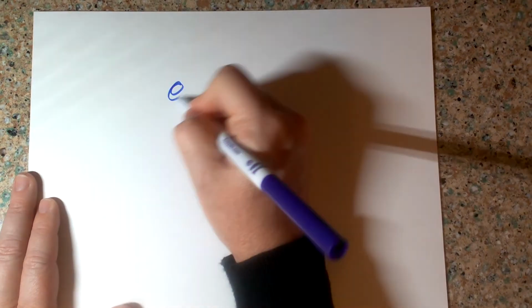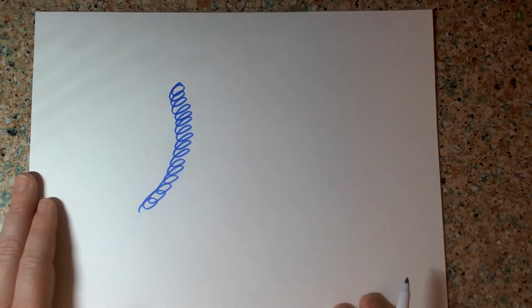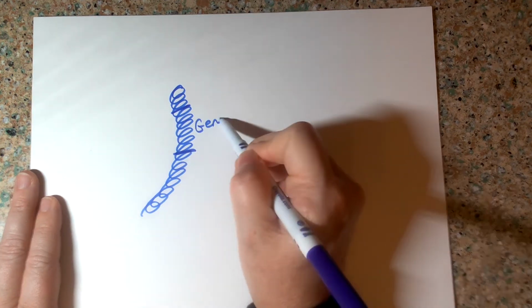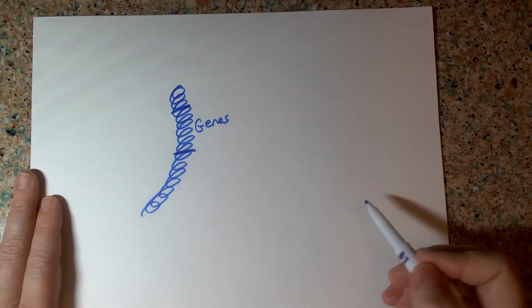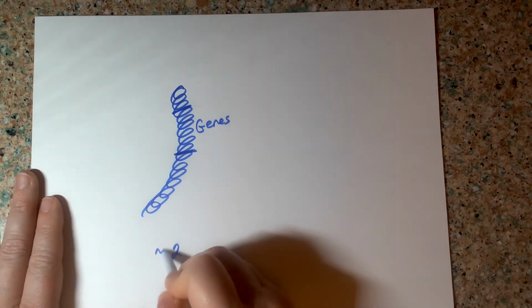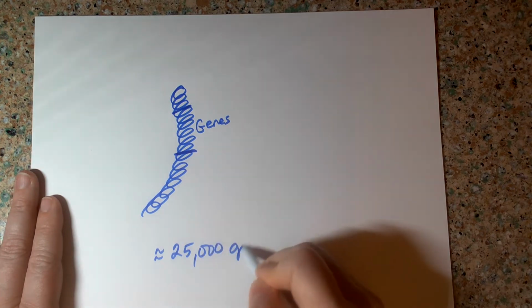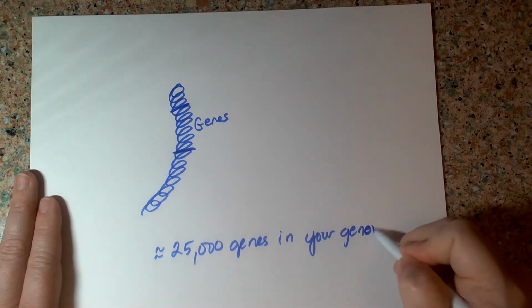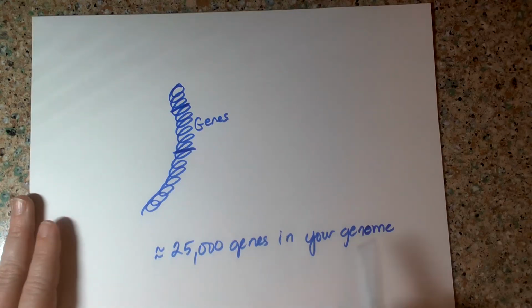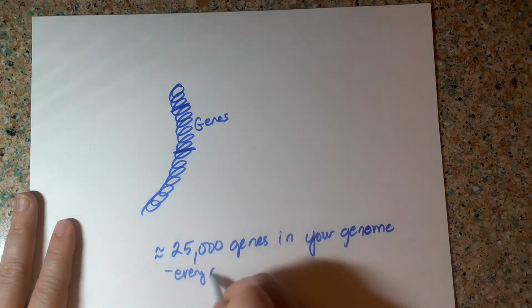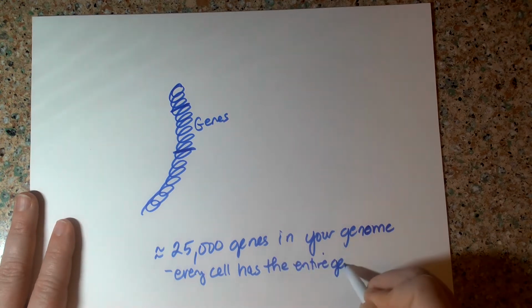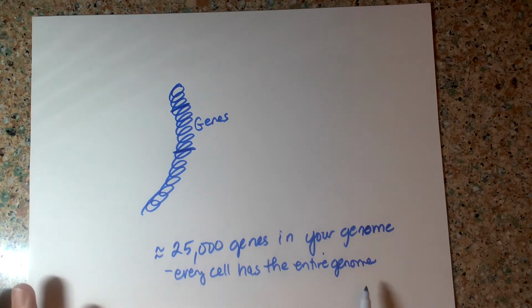So the process is very complex, but if you were to look at a chromosome in any of your cells, segments of that DNA are called genes, and not all cells need all the same genes. So you have approximately 25,000 genes in your genome. Your genome is your full set of chromosomes, and every cell has the entire genome. This is crazy because you've got every single recipe you need in every single cell.